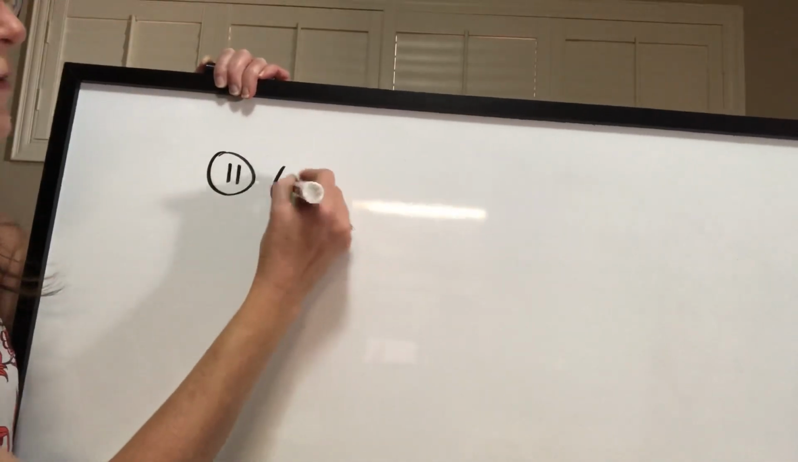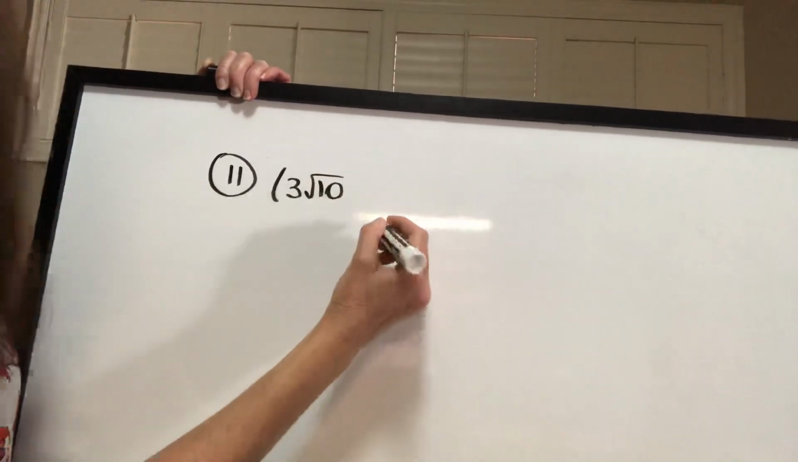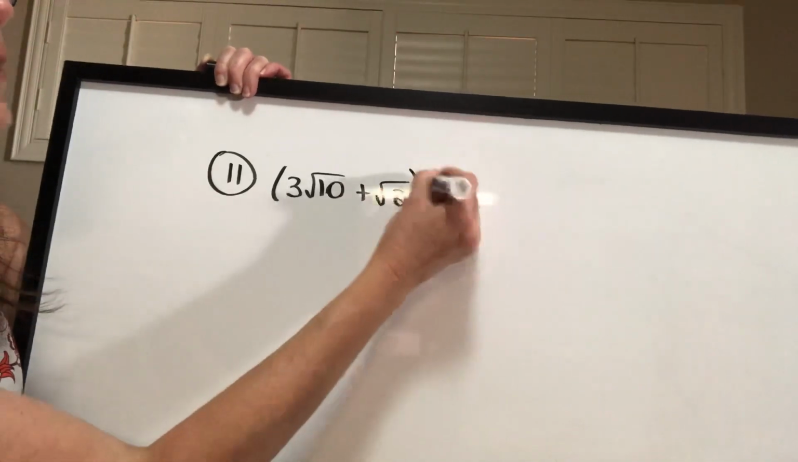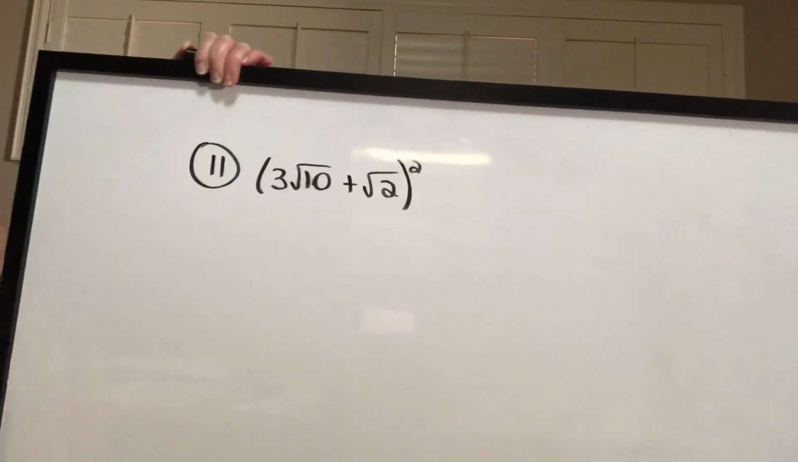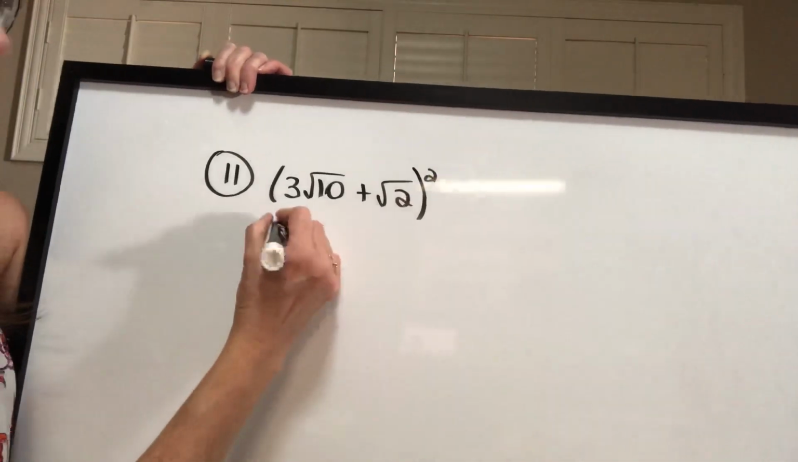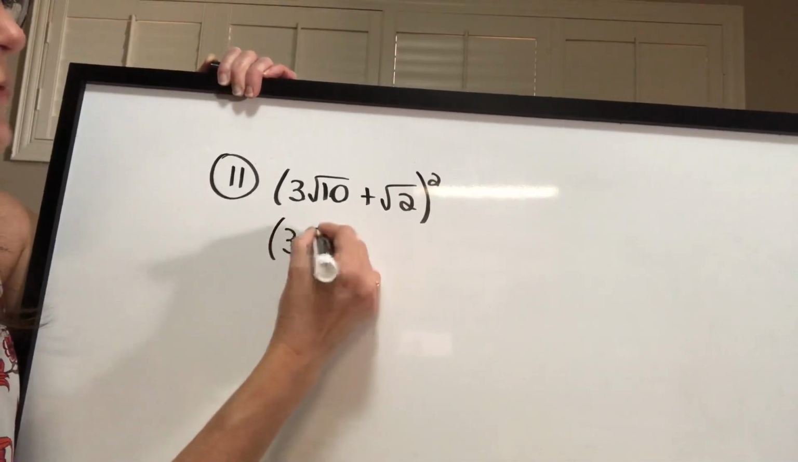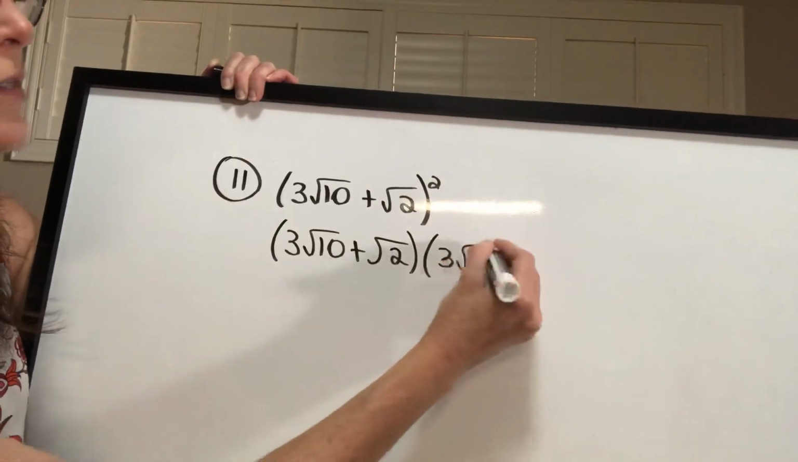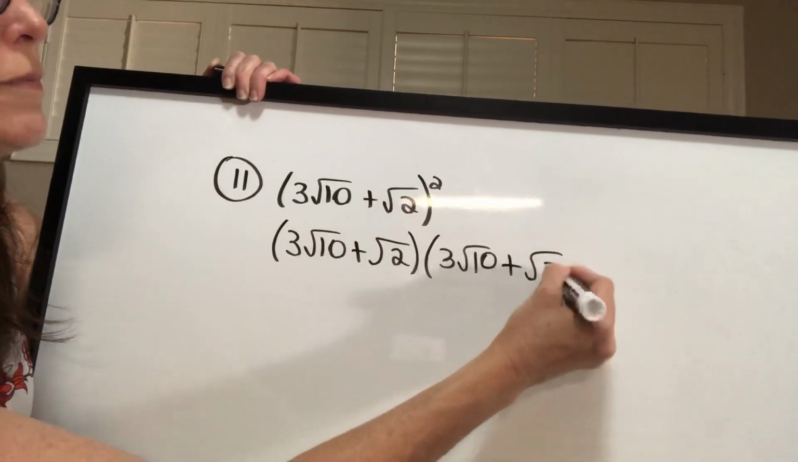Okay, so number 11, 3 square root of 10 plus square root of 2, squared. So that means you're going to multiply it by itself. So it will be 3 square root of 10 plus square root of 2 multiplied by 3 square root of 10 plus square root of 2.